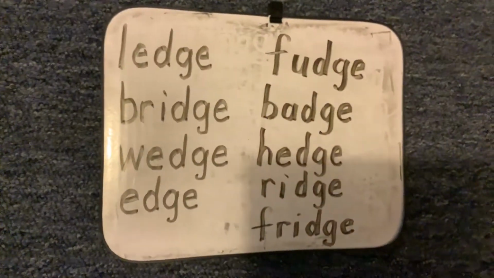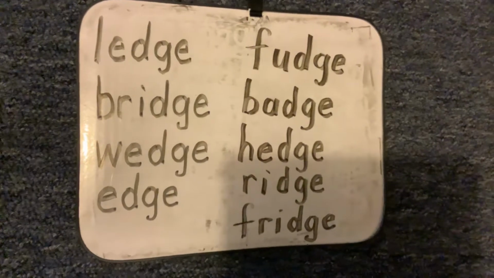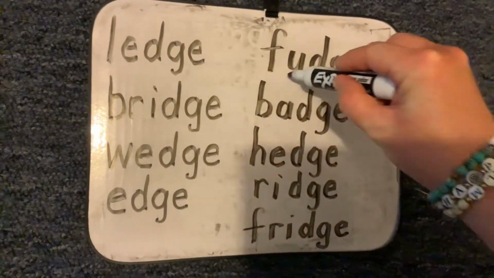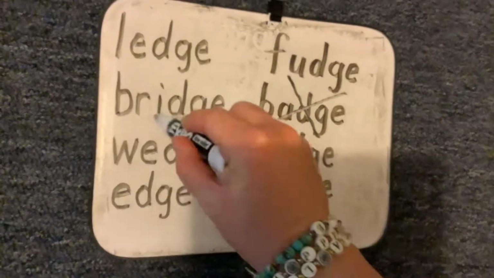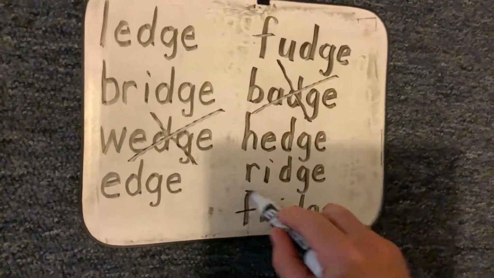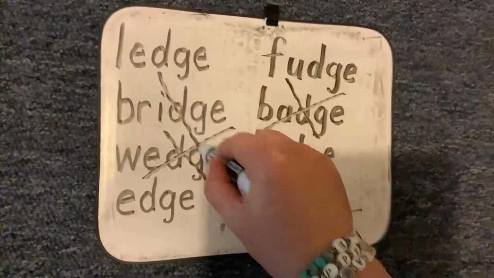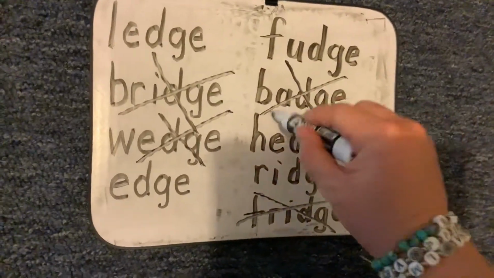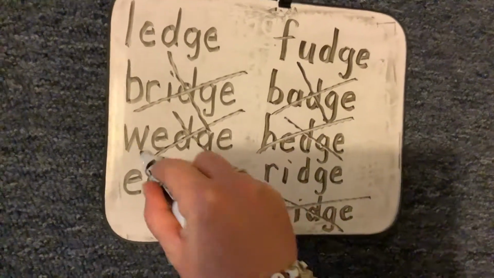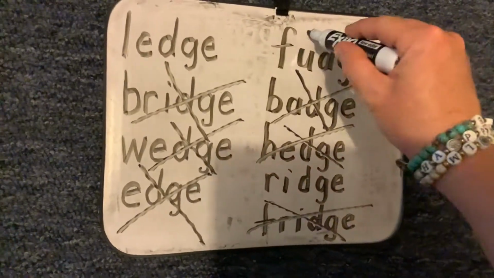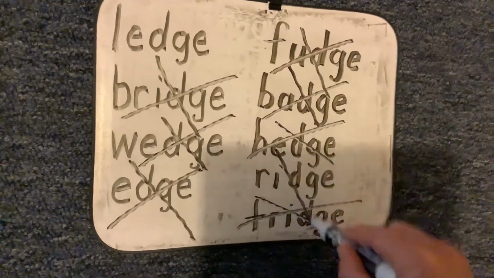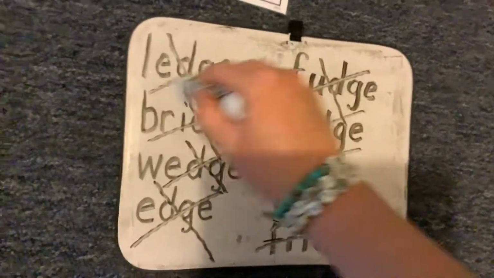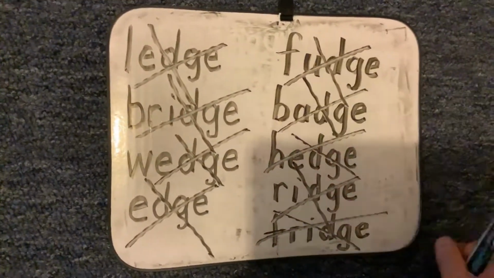All right. This time, I want you to shout out the word before I say it. Ready? Badge, wedge, fridge, bridge, hedge, edge, fudge, ridge, ledge. All right, so that DGE says J comes at the end of a one-syllable word. Our keyword is bridge. All right, let's find our paper.